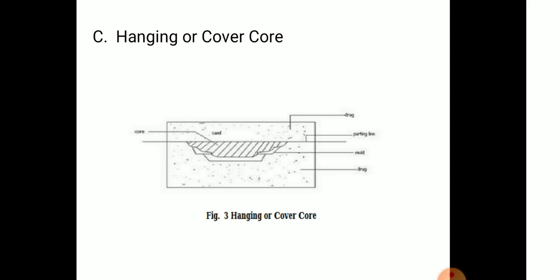Next is the hanging or cover core. In the figure, the upper part is the core, cope, parting line, mold, and drag. A hanging core hangs from the cope and does not have any support at the bottom of the drag. A cover core covers the mold and rests on the seats made in the drag. Hanging cores are fastened with the help of wire and so on.